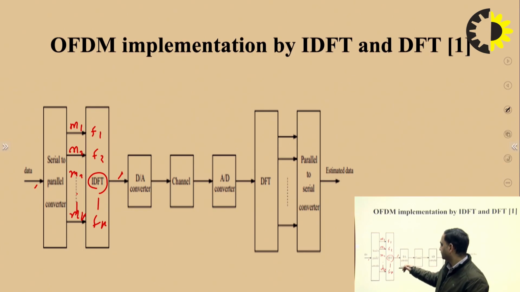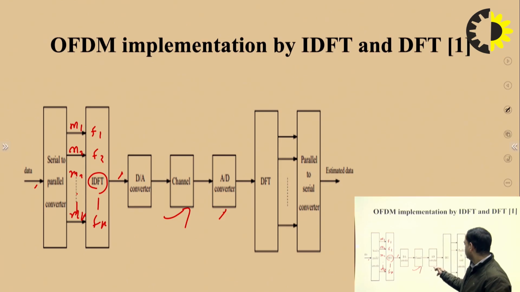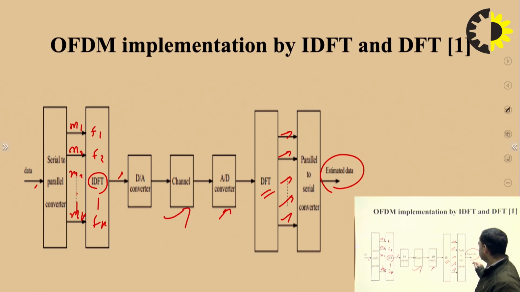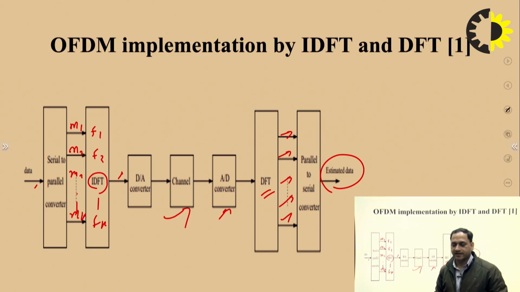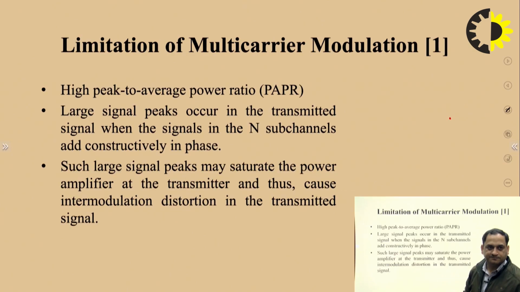Then the D2A converter, meaning the digital to analog converter, is there. Then we transmit into the wireless channel. After that, at the receiver side, we use the A to D converter, and then again we do the DFT, meaning we convert it back into the time domain. Then again we bifurcate it by using the parallel to serial converter. So this is the estimated detected data at the receiver side, and at the receiver side we use a different threshold mechanism to do the estimation of the signals.